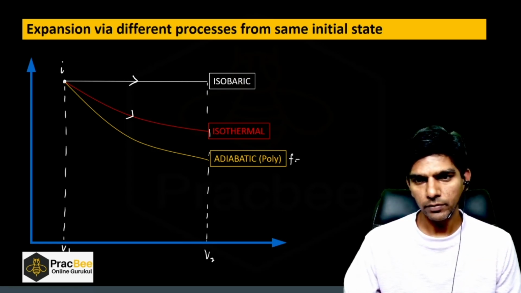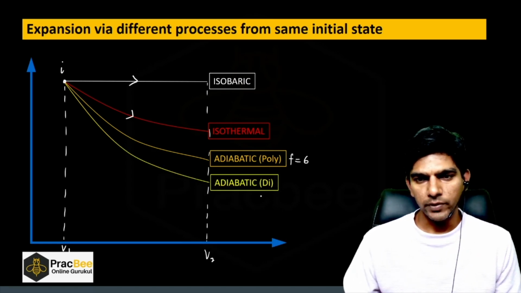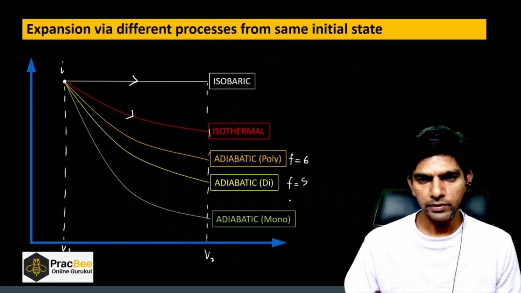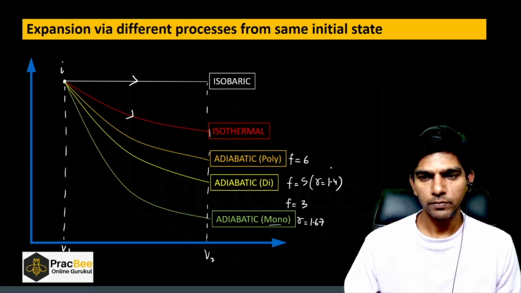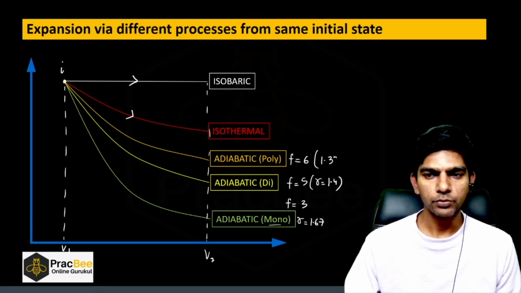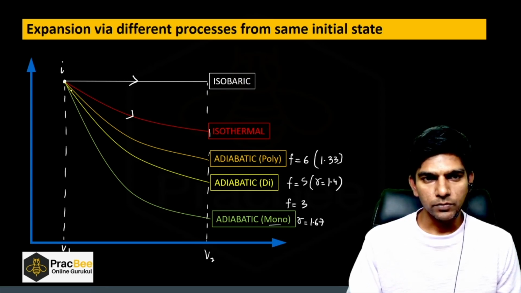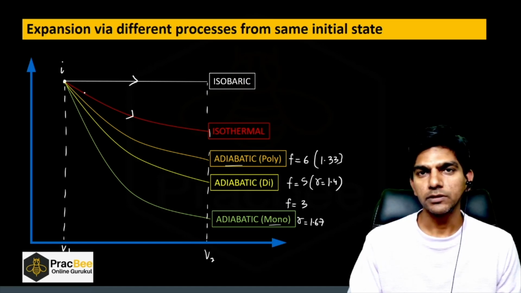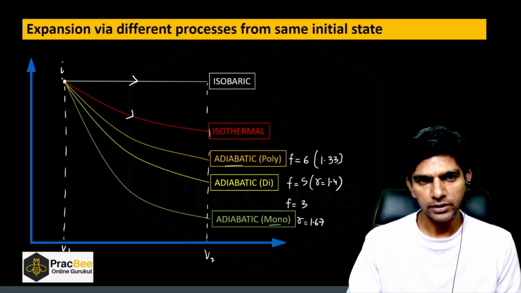And this is the adiabatic for a polyatomic gas. Here, the degree of freedom I've taken as 6. And this is a diatomic gas, where the degree of freedom I have taken as 5. And for a monatomic gas, the degree of freedom will be 3. Can you see, for monatomic gas, the gamma value is 1.67, for diatomic gas it is 1.4, and for polyatomic it is 1.33. You can easily figure this out from their slopes. For polyatomic adiabatic, the steepness is the smallest, but in the case of monatomic, it is the greatest.